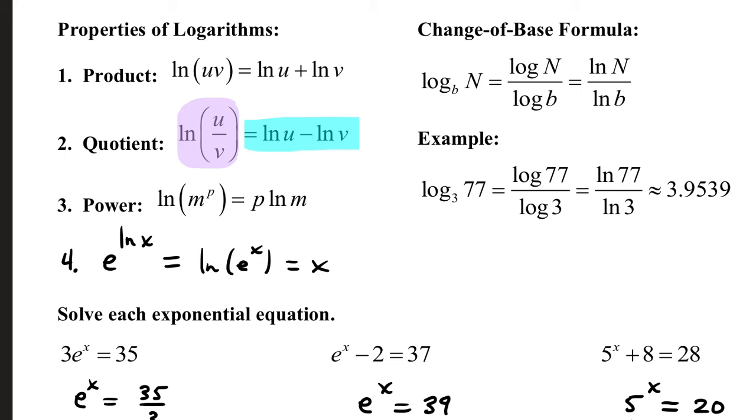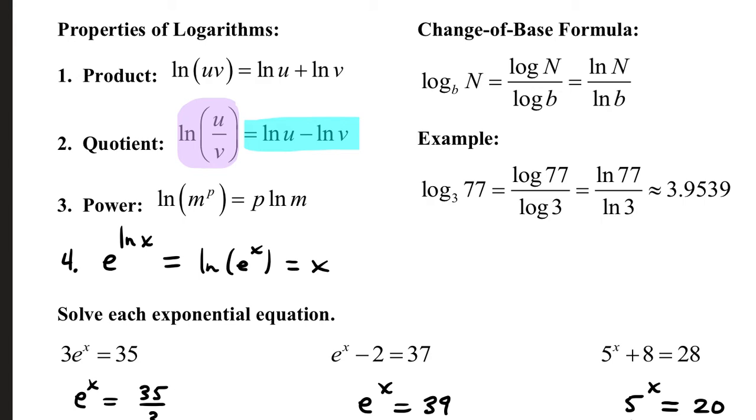If you use a common log, it's going to be log of 77 divided by log of 3. If you use a natural log, it's natural log of 77 over natural log of 3. It doesn't matter which logarithm button you press on your calculator, as long as it's the same one both times. This is the approximate power of 3 that will get you to 77.